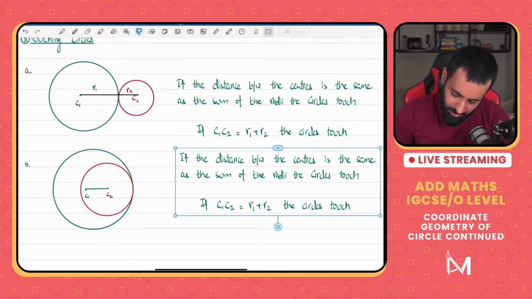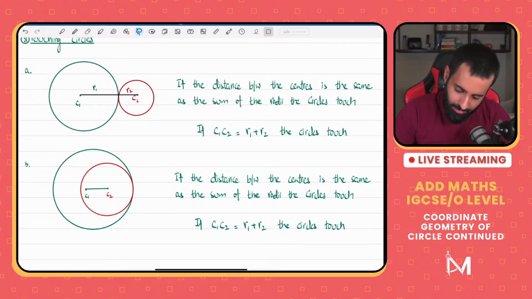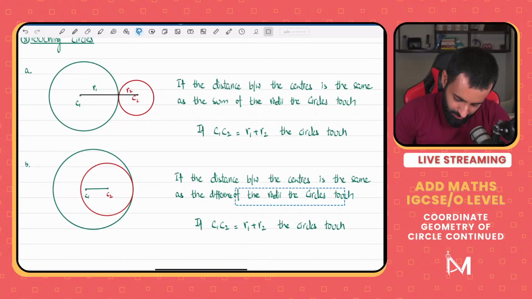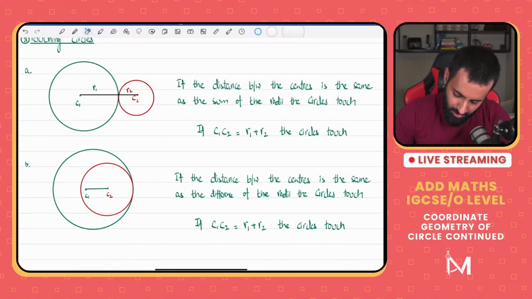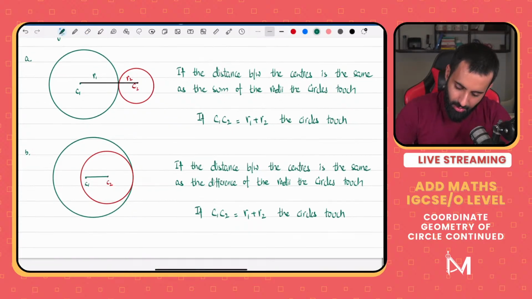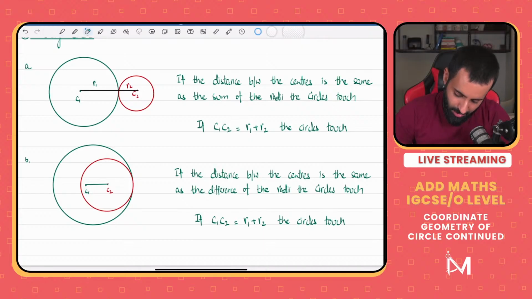Like I said, these are rules that you have to memorize. If the distance between the two centers is the same as the difference of the radii, the circles touch. Let's write this again. So if C1C2 is equal to R1 minus R2, once again, we're talking about the absolute value, the circles touch.